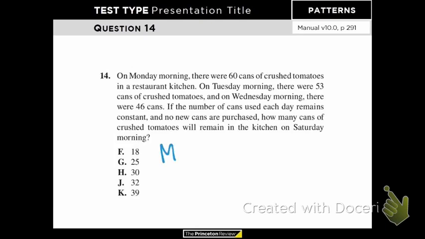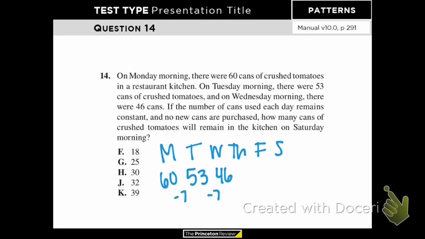So I think this one is just as simple as finding your pattern here and then just continuing with it to get to Saturday. So it says there are 60, 53, 46. So then we need to figure out our pattern, okay? It looks like we're subtracting 7 each time. So we're just going to go ahead and continue with that pattern.